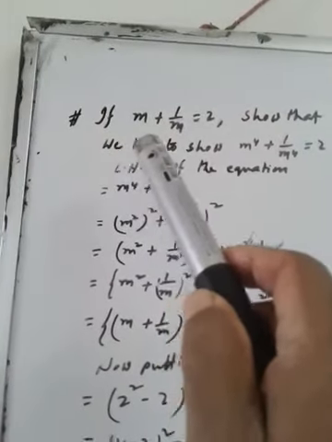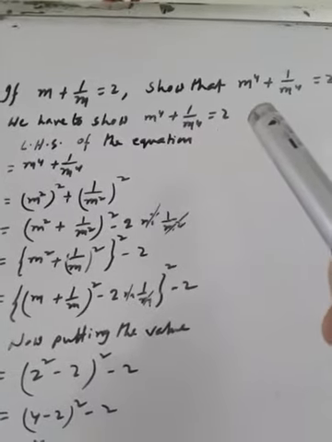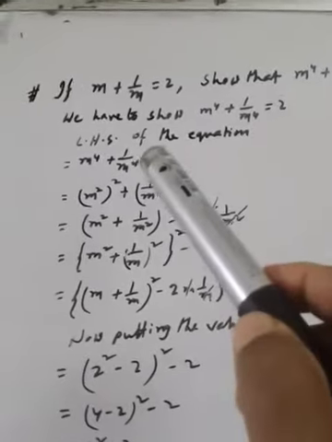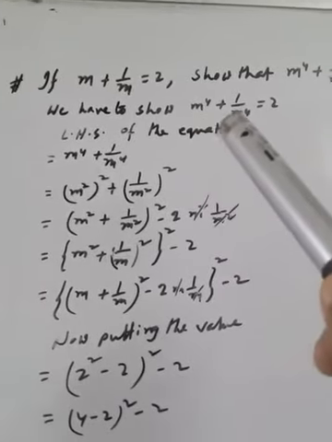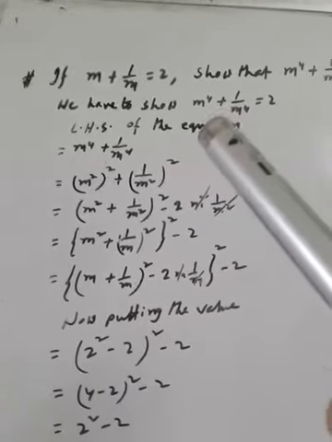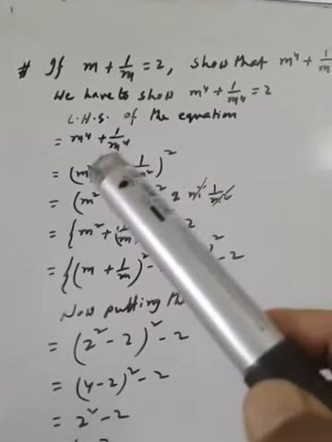See the statement. If m plus 1 by m equals 2, show that m to the power 4 plus 1 by m to the power 4 equals 2. We have to show m to the power 4 plus 1 by m to the power 4 equals 2. This is the left hand side and this is the right hand side. First see the left hand side.